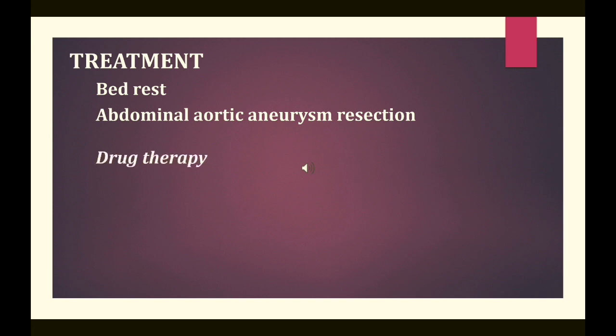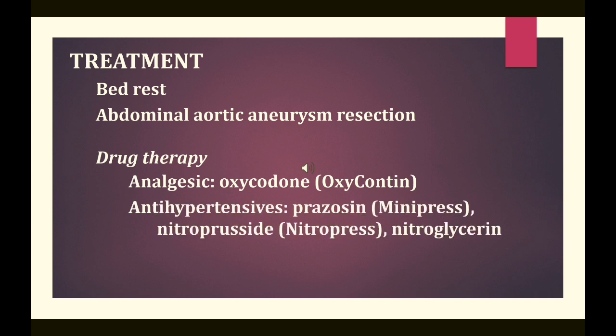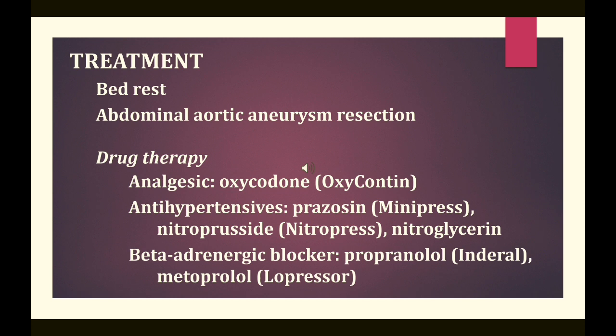These are examples of drugs used to treat abdominal aortic aneurysm. Analgesic: oxycodone, OxyContin. Antihypertensives: prazosin, Minipress, nitroprusside, Nitropress, nitroglycerin. Beta-adrenergic blocker: propranolol, Inderal, metoprolol, Lopressor.